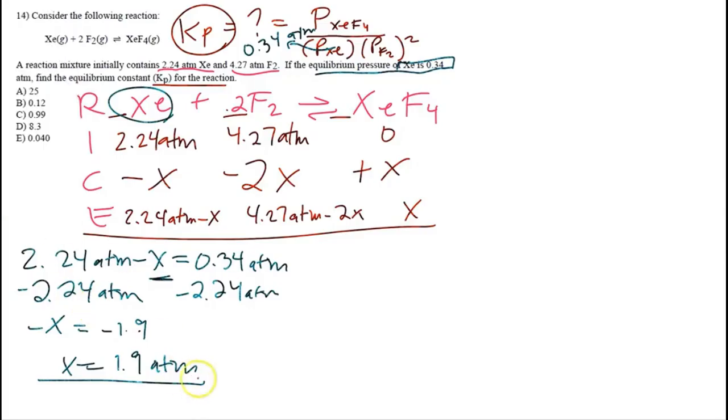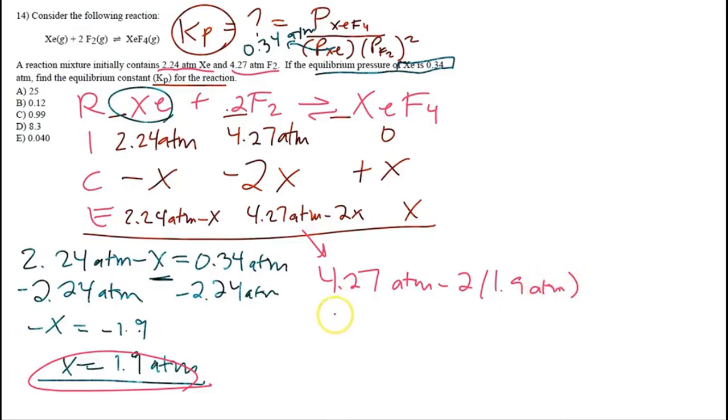I can take my 1.9 atmospheres and use it for X to fill out the rest of my overall ICE table. And if I'm filling out my ICE table and I'm telling you X, what am I doing? I'm giving you my equilibrium amounts. So I can take this 4.27 atmospheres minus 2 times 1.9 atmospheres, okay? And that's going to be 4.27, okay, minus 3.8, and that's going to give you 0.47 atmospheres. So now I got my partial pressure of F2, booyah. And now for XeF4, that's easy. It's just 1.9 atmospheres. That's it.